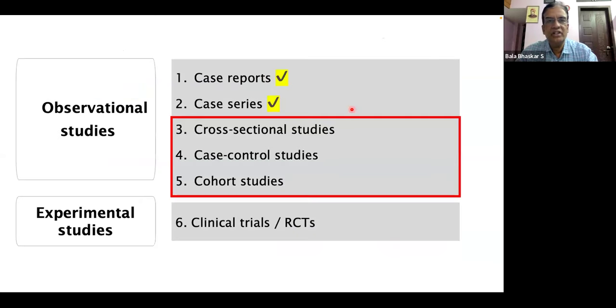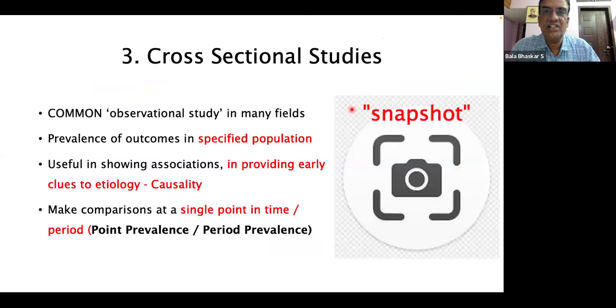So what is our option now? We have spoken about case reports and case series. Then we have another set of observational studies going further: the cross-sectional studies, the case control studies, and cohort studies. Starting with cross-sectional studies, if we have interacted with colleagues in other specialties, this type of epidemiological study is very common. The orthopedicians, the physicians, the surgeons, obstetricians, ENT people, everybody, when they submit thesis topics and also publish, majority of the time they publish these cross-sectional studies. It is actually called a snapshot study, wherein they talk about the prevalence of an outcome in a specific group, surgical group or medical group, and they are useful in showing associations.